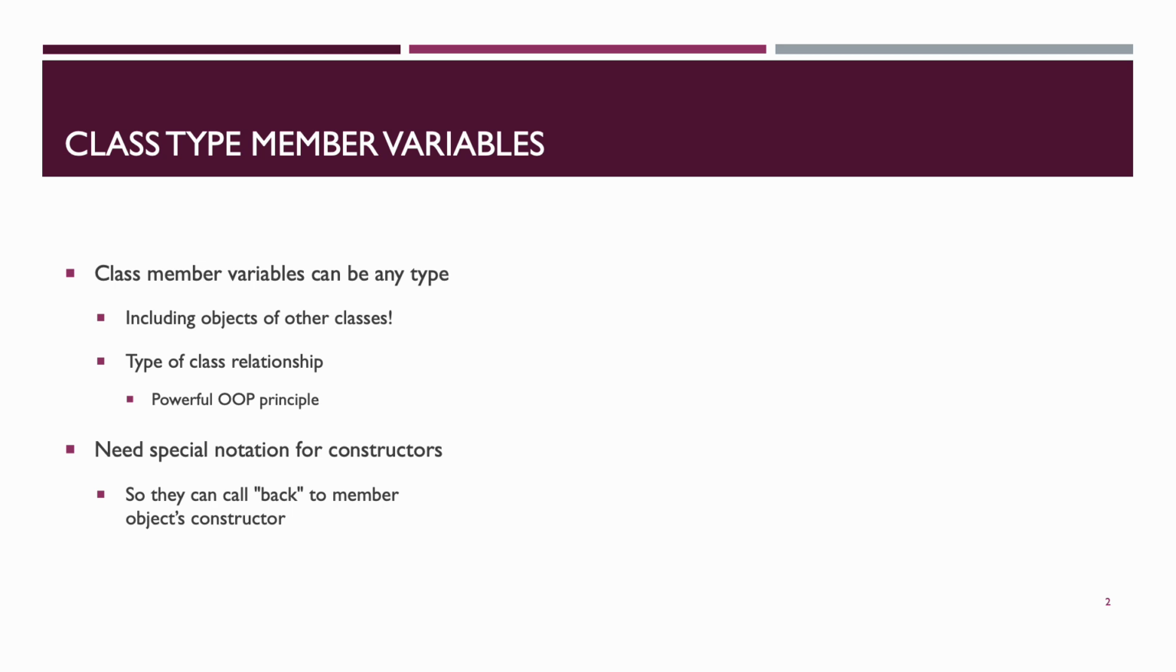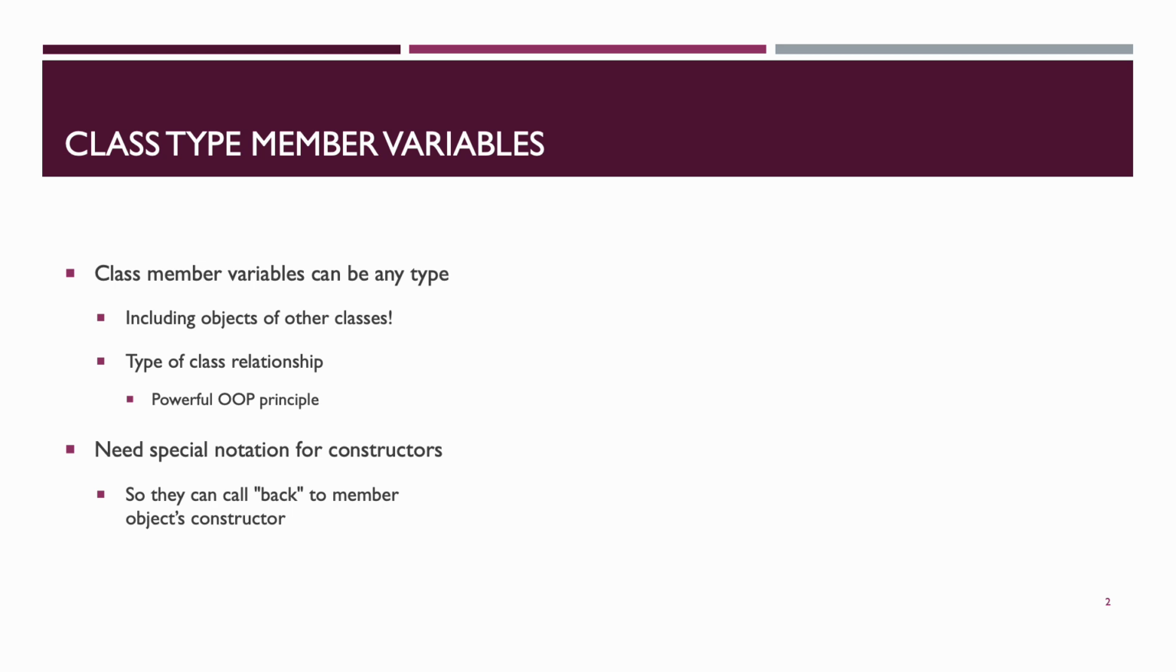Okay, so in object-oriented programming, one of the most powerful aspects is how classes can relate to one another. This connection is fundamental to creating complex, reusable, and maintainable code.